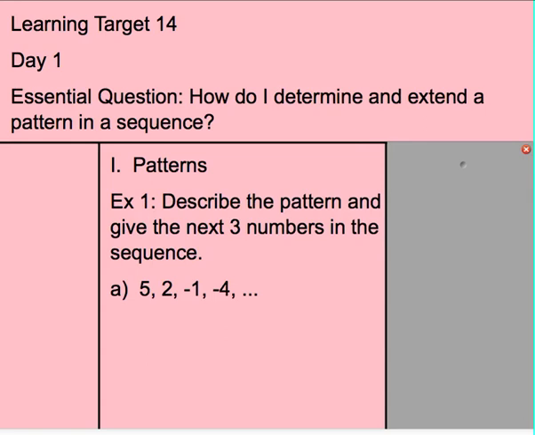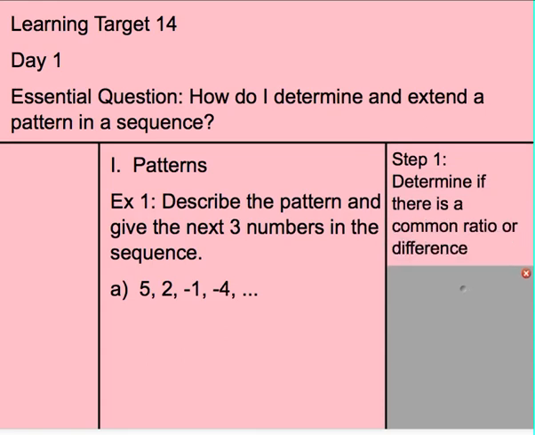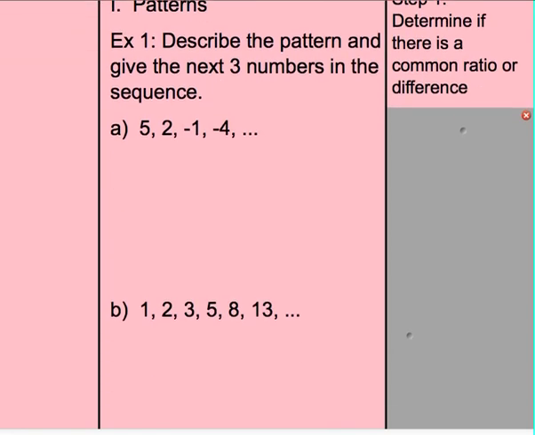So in the right-hand column here, we have our list of steps. The first step is to see if we can find a common ratio, meaning a common multiplier, or a common difference, meaning a common number that we're adding to each term. So the easiest one to check for is adding and subtracting. So I'm looking at 5 minus 3 would give me 2. 2 minus 3 would give me -1. And -1 minus 3 would give me -4. So I notice that there is a common difference.